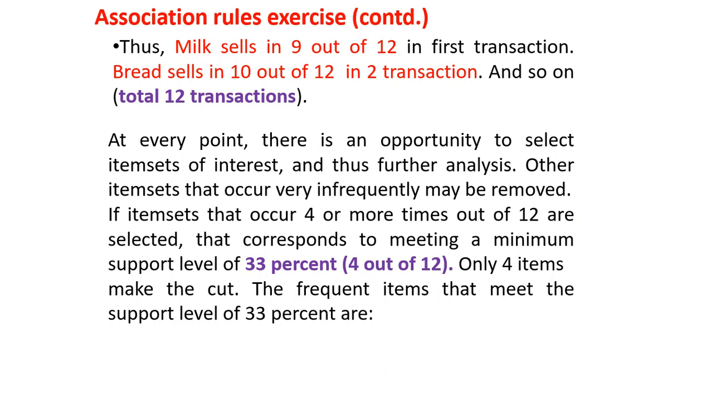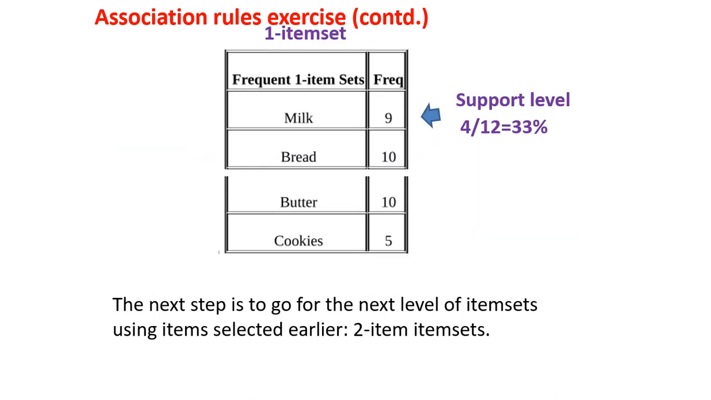Similarly, to set the 33% support level, that means 4 out of 12, 4 divided by 12, you get nearly 33%. Hence, you have to remove from this table those having fewer than 4. So here in the first item sets we will consider only milk, bread, butter, and cookies. They have 4 or more: that is 9, 10, 10, 5. So 4 divided by 12, 33%, is the cutoff considered.